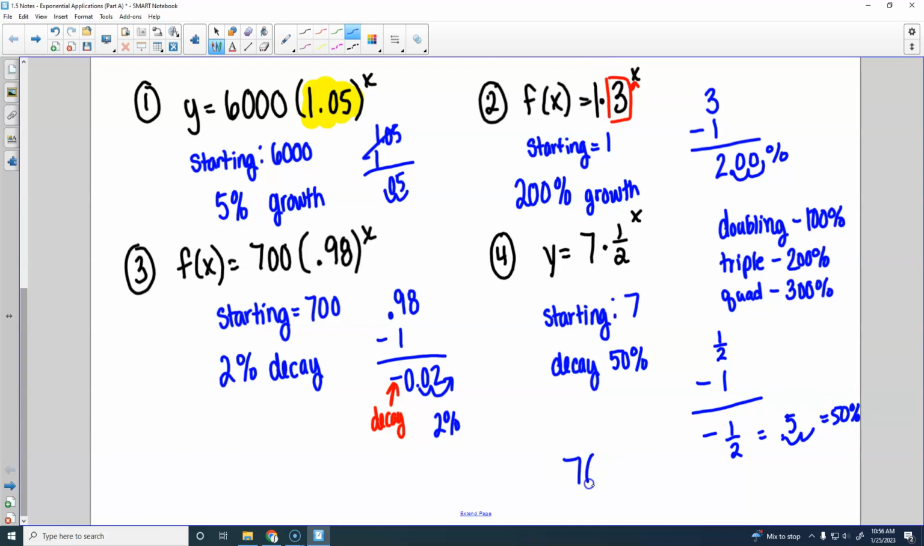But if you look at it this way, it's also 0.5 to the x. So you can kind of think of it wrong and just use your b as your decay, but 50% is the only time that's actually going to get you the right answer. Because over here, if you did that, you would say it's 98% decay, and that would be wrong, right? It's only 2% decay.